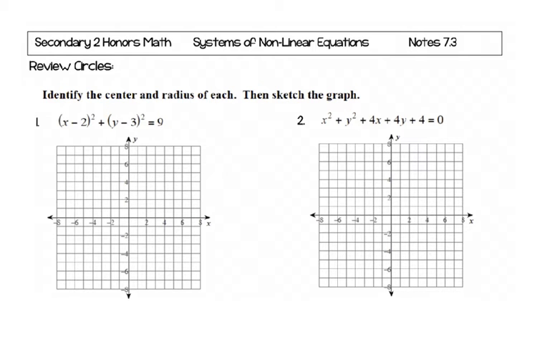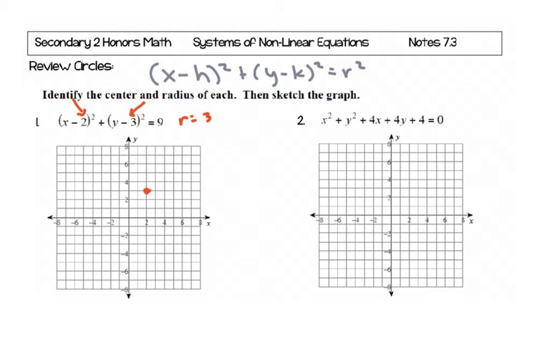Number one, this one's an easy review. If you remember when we learned about circles, the form of a circle was (x minus h) squared plus (y minus k) squared equals r squared. So looking at that, our h and k right there, that's the center of our circle, so we're going to go over 2 and up 3. And then our radius squared is 9, so that would mean the radius is equal to 3. So I'm just going to make a radius of 3.